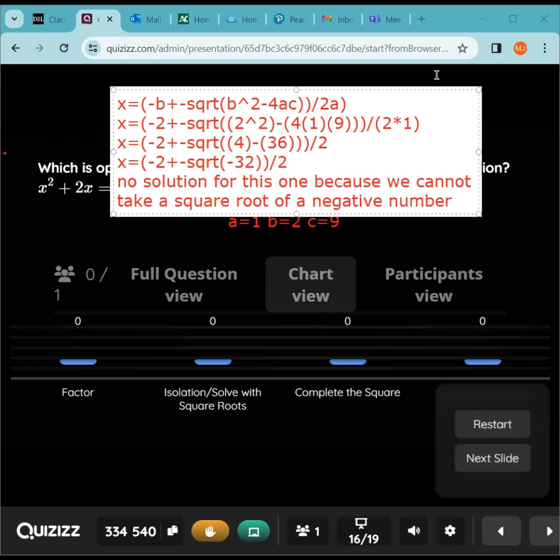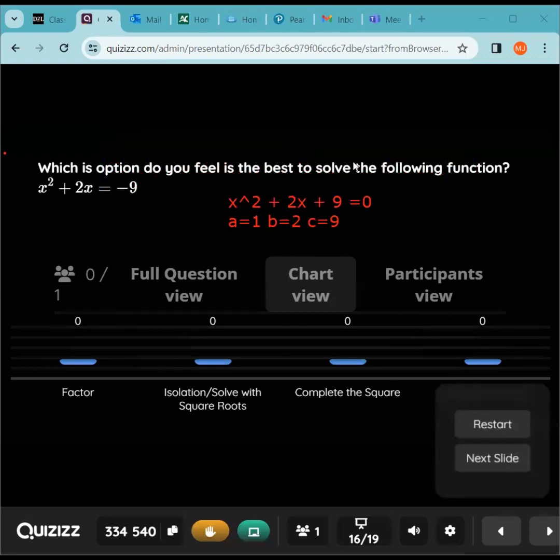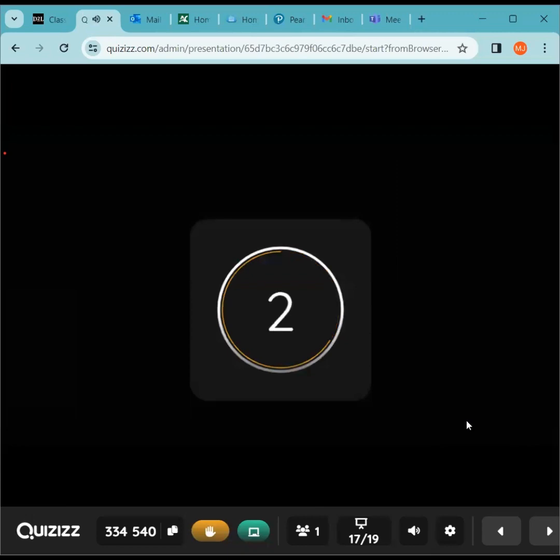So that's the problem here. We can't take the square root of a negative number. So that's how you'd use the quadratic formula, put those numbers in here. And you can take a screenshot of that when you pause the video.